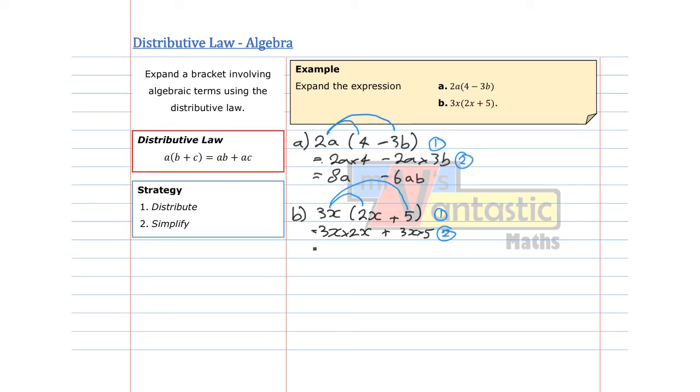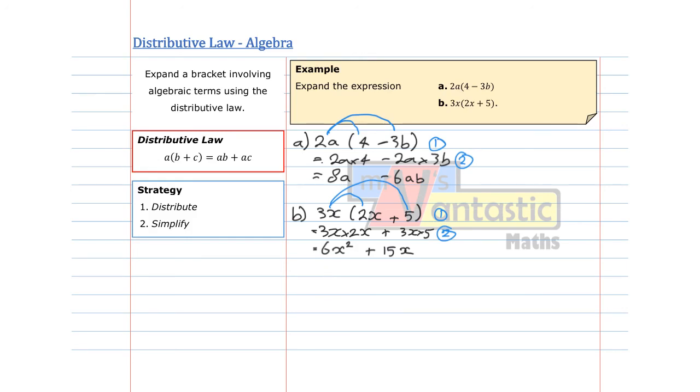So 3 times 2 is 6. x times x, well that's x squared because we have two x's. Plus 3 times 5 is 15. And we just have an x left. And we can't simplify it anymore because to simplify it anymore we would need like terms, which we don't have.